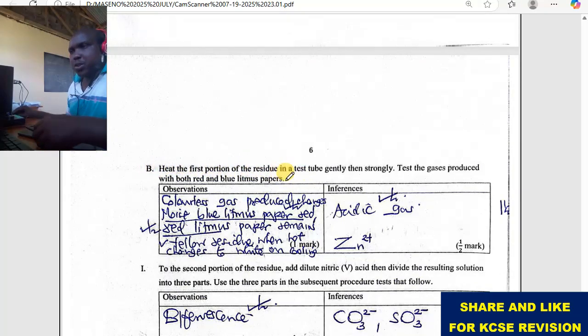Heat the first portion of the residue in a test tube gently and strongly. Test the gases produced. When you heat, a colorless gas is produced, which changes moist blue litmus paper to red. If a gas changes blue litmus to red, it means that gas is acidic. So you can write acidic gas present, or you can simply write H positive present.